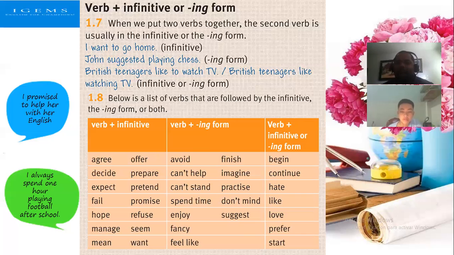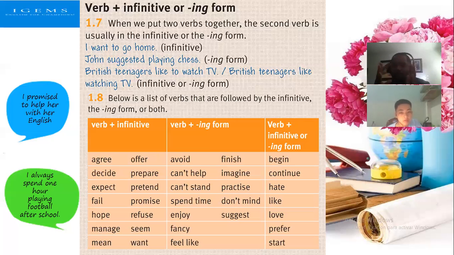Let me show you something. The best example would be this one. Can you read this one one more time? British teenagers like to watch TV, and British teenagers like watching TV. I'm going to specify the difference. When you say British teenagers like to watch TV, it's referring to the action of watching TV. But when you say British teenagers like watching TV, it is also an action, but especially the condition of watching TV.